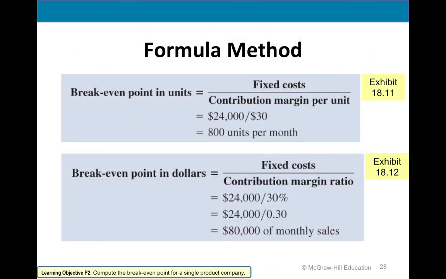And the formula could be in units. So every month, it's the fixed cost divided by the contribution margin. I have to sell 800 units per month just to break even. That means I haven't made any money. But the good news is I haven't lost any money either.